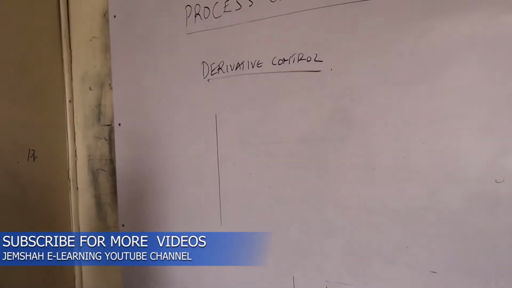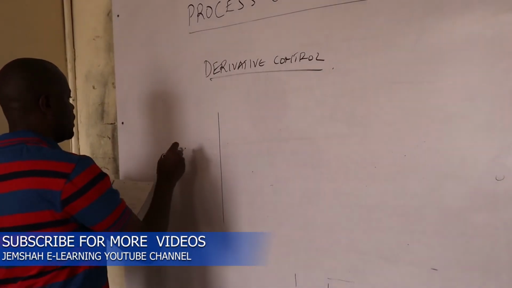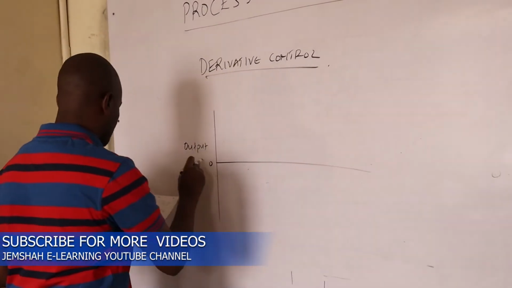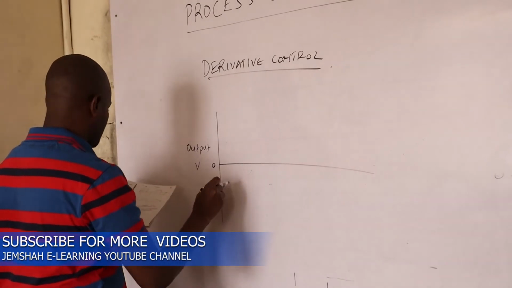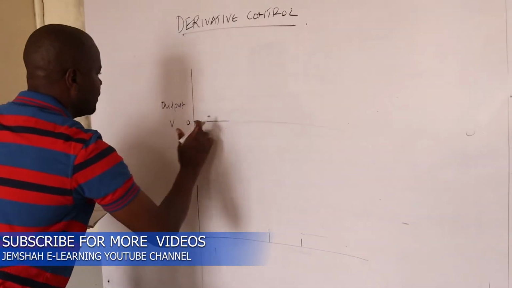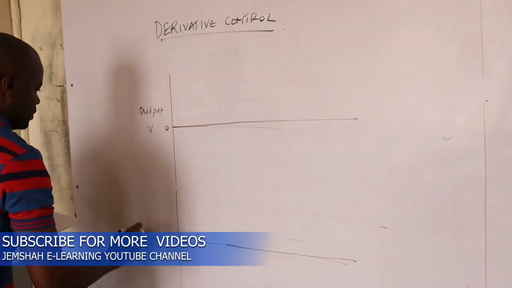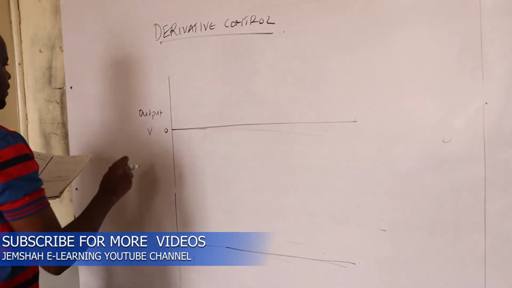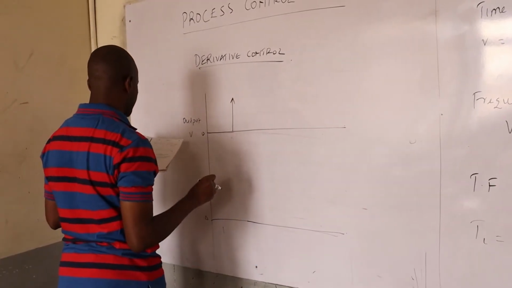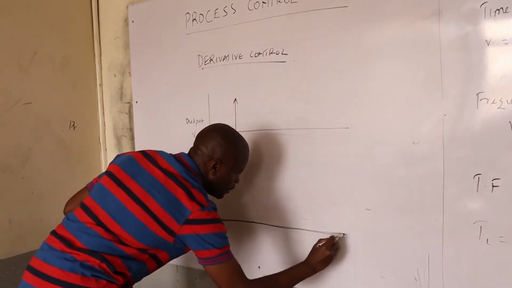When you talk about the derivative mode with the step and the ramp input, we can represent this. This is the graph for the output V, with 0 here. Then we also have a graph for the error, again with 0. So when we have a ramp, we can represent it in that manner.